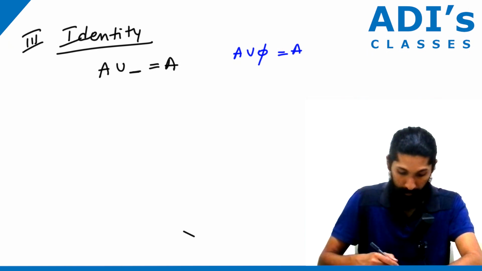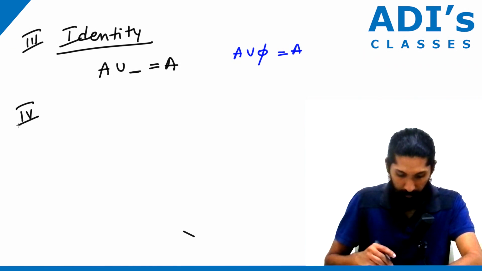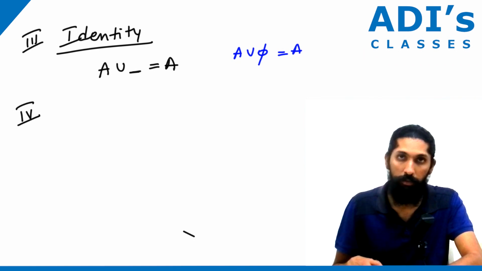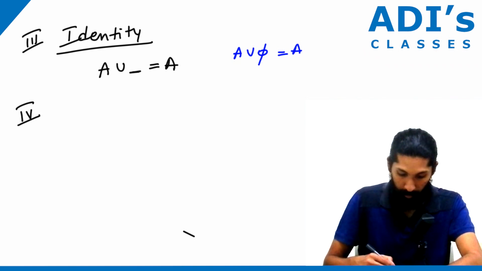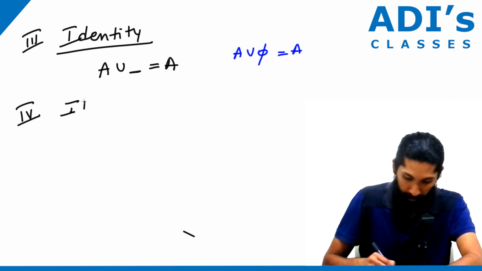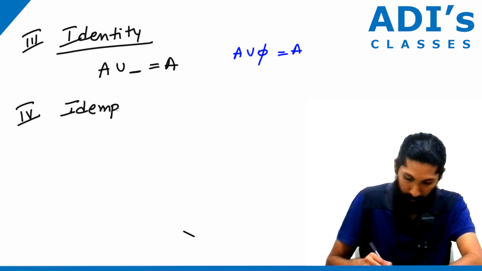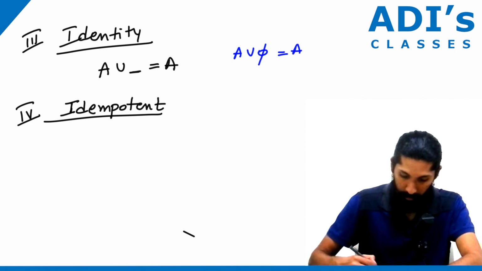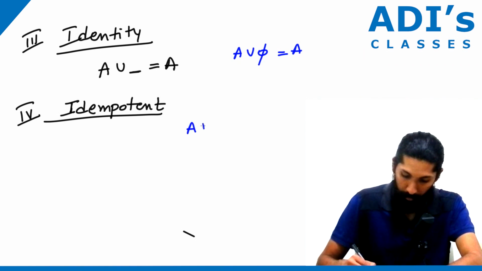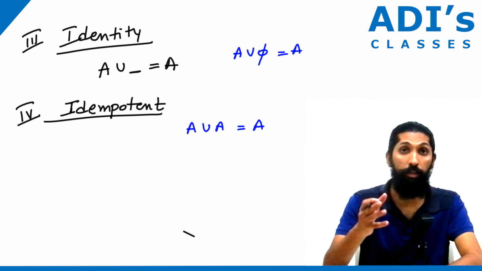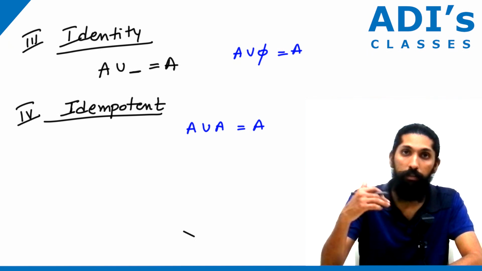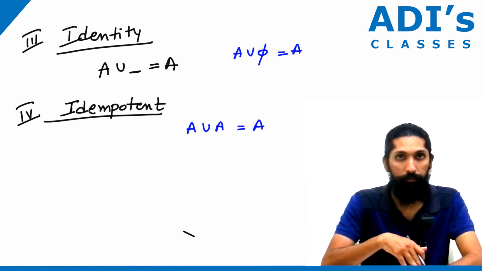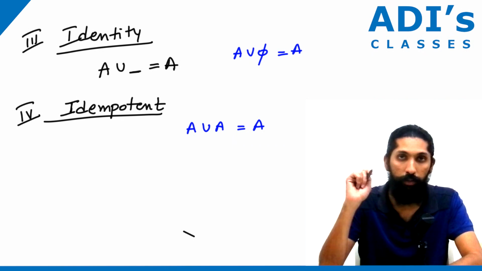The fourth property, this is a very, very important one. Also, we use it in quite a lot of problems. This one is called the idempotent law, or you can say idempotent property. Now what it tells you is that A union A is equal to A. When you take the union of itself, the answer is going to be the same set. So this is A union A is equal to A.